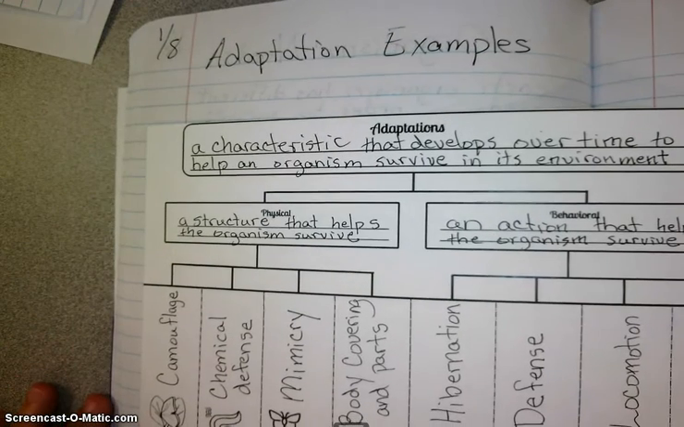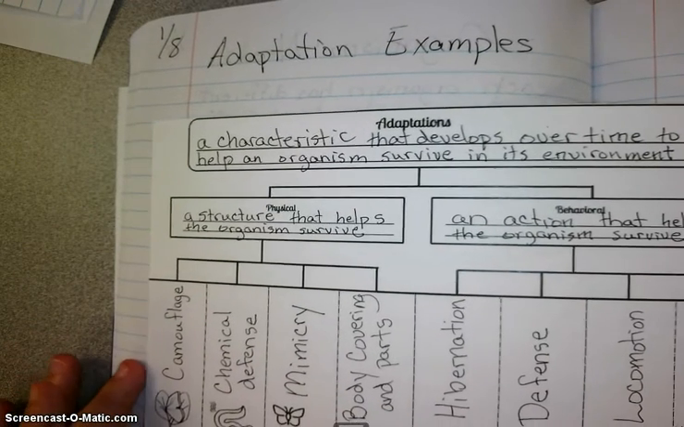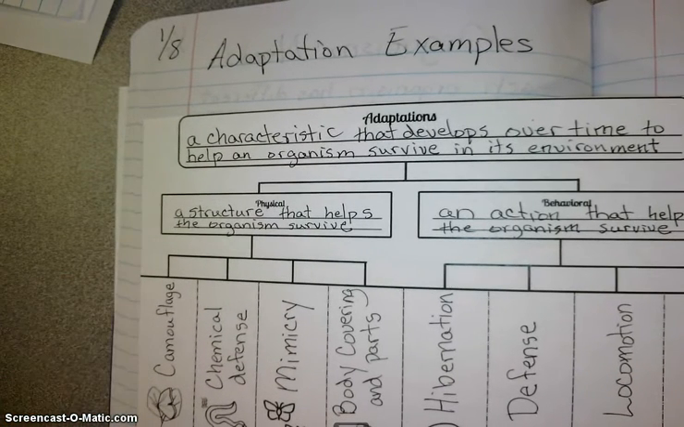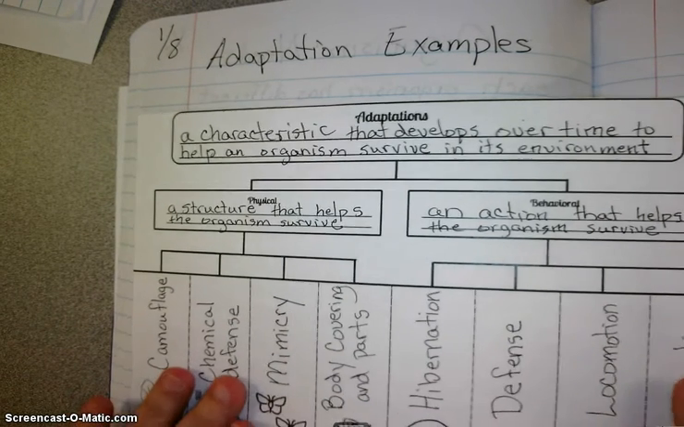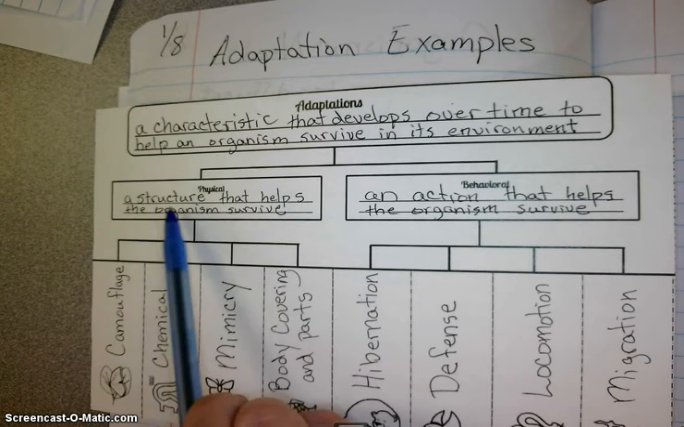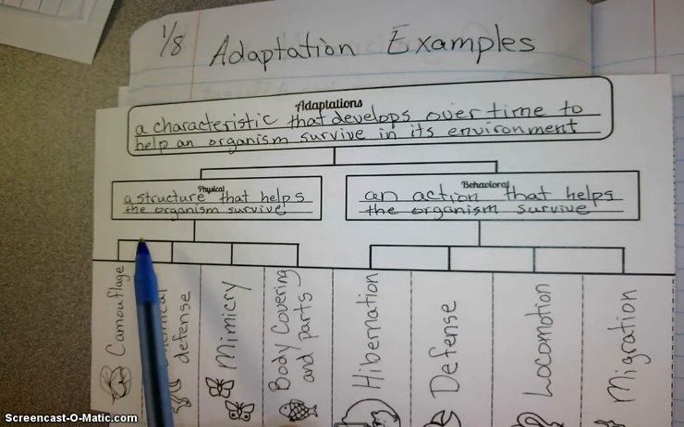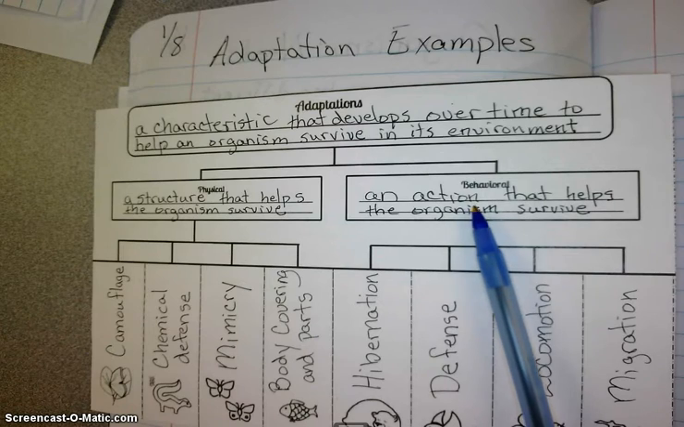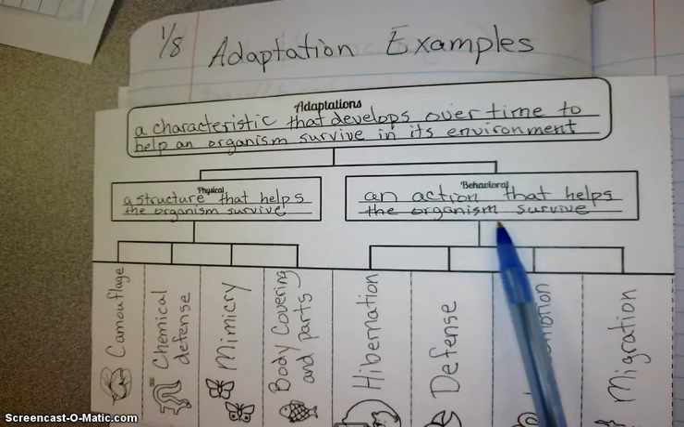Okay, we're going to continue and finish up our adaptation foldable on page 48. Last week we defined adaptations as a characteristic that develops over time to help an organism survive in its environment. And we said there were two main categories, physical adaptations and behavioral adaptations. We said the physical was an actual structure or a part of that animal that helps it to survive, and that behavioral was actually an action or something that it does to help the organism survive.